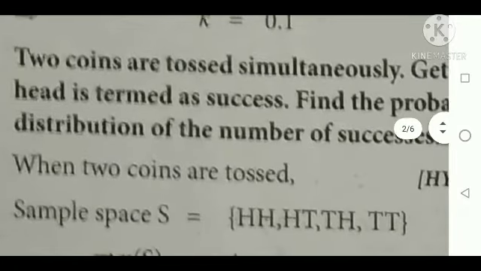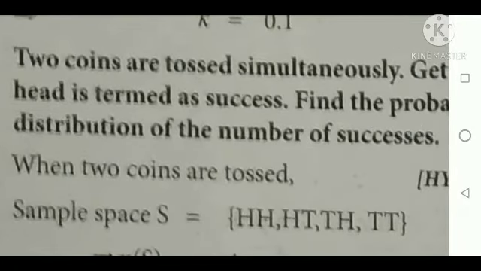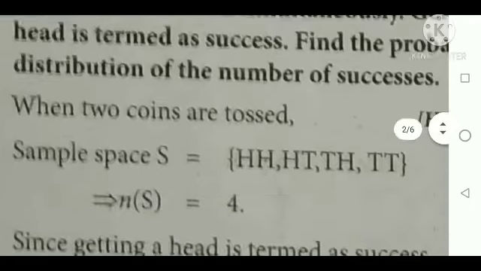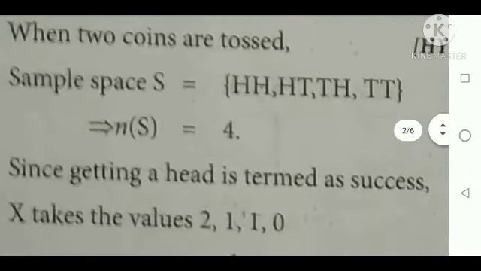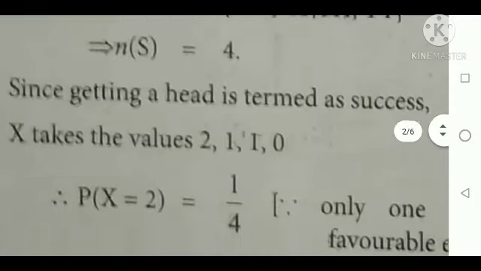Two coins are tossed simultaneously. Getting a head is termed as success. Find the probability function of the number of successes. When two coins are tossed, the sample space is HH, HT, TH and TT, so n equal to 4. Since getting a head is termed as success, x takes the values 2, 1, 1 and 0. 2 is getting 2 heads, 1 is getting 1 head and 0 is getting 0 heads.